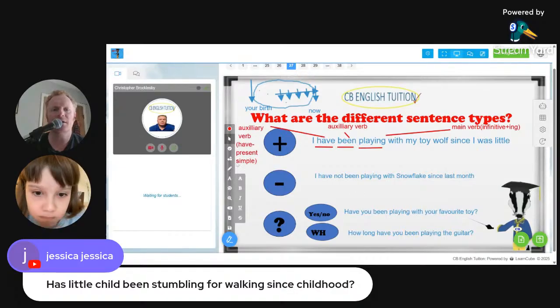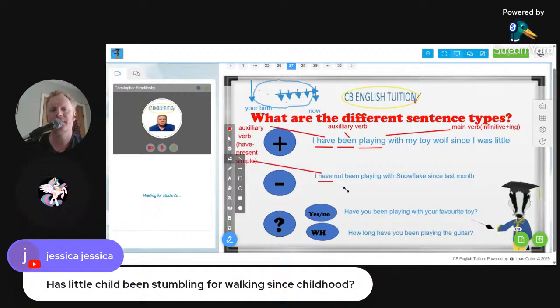Okay. And then negatives. So everything is the same for the negatives, but we change one thing. What do we change? There's one little word which is different. Which word is different? The main verb? No, not. So we have the negative word. Maybe not. Yes. Usually not, just for the present perfect continuous.